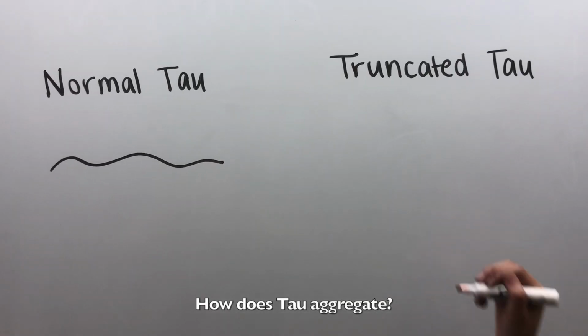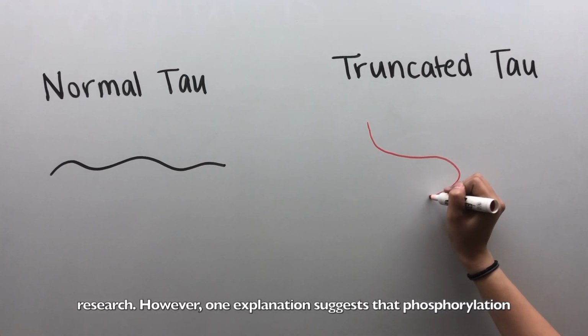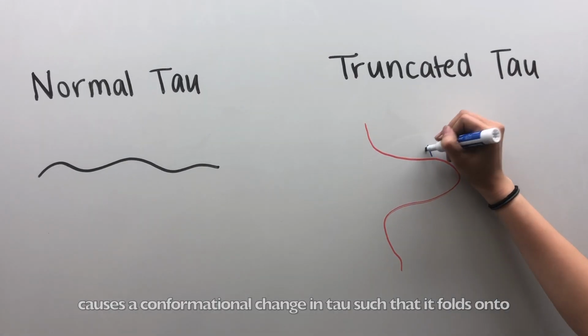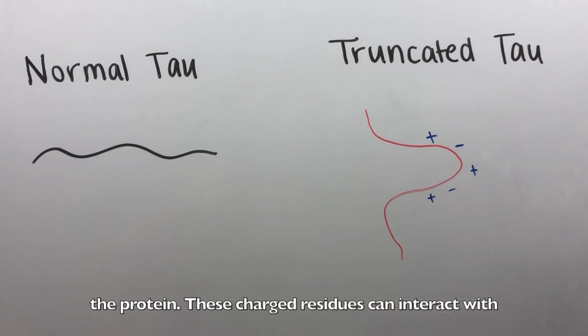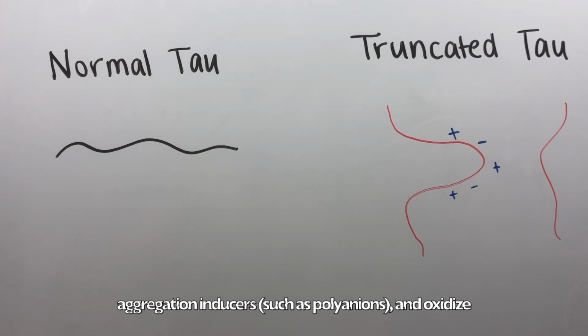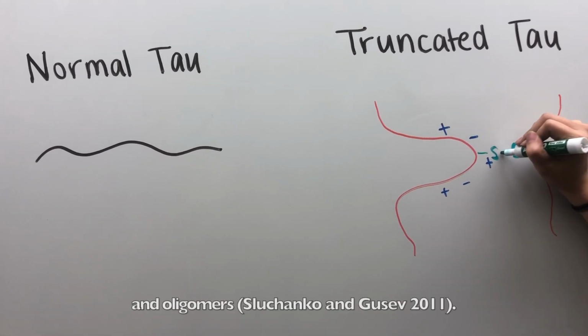How does tau aggregate? The specific chemical mechanism of aggregation is still under research. However, one explanation suggests that phosphorylation causes a conformational change in tau such that it folds onto itself, exposing charged residues on the outer surface of the protein. These charged residues can interact with aggregation inducers such as polyanions and oxidize to help form disulfide bonds which stabilize tau dimers and oligomers.